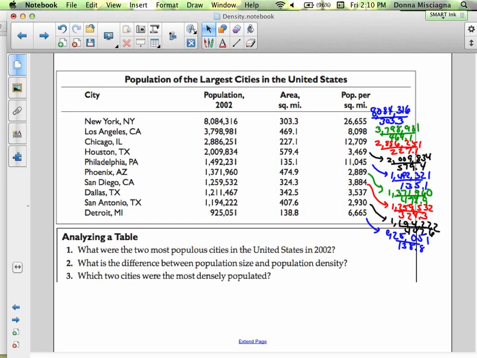So the two most populous cities in the United States at the time, this would have been 2002, would be the ones that have the largest numbers here. They are listed in descending order. So that would have been New York and Los Angeles.